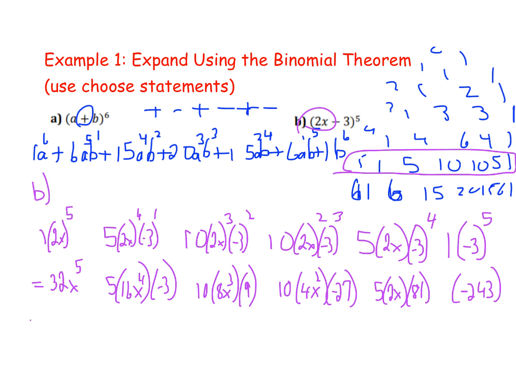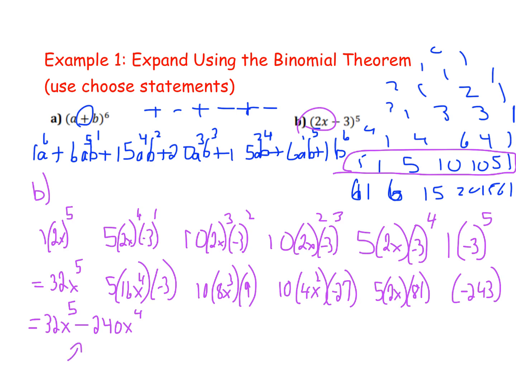Okay. So now we're going to be able to write this expression with our signs in the middle, because we can see 5 times negative 3 times 16, 5 times 16 times minus 3, negative 240, x to the 4. Go ahead and use a calculator if you need to. And you see how we got a negative, so we know that the first sign is a negative sign.